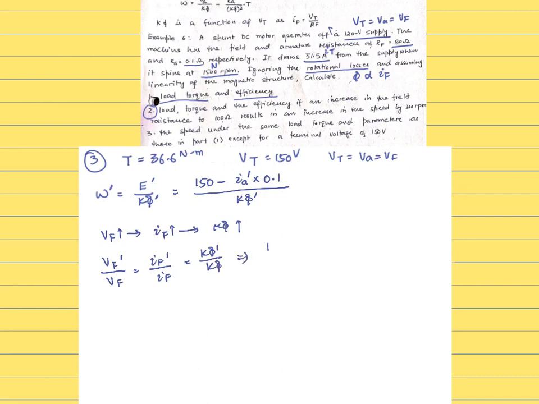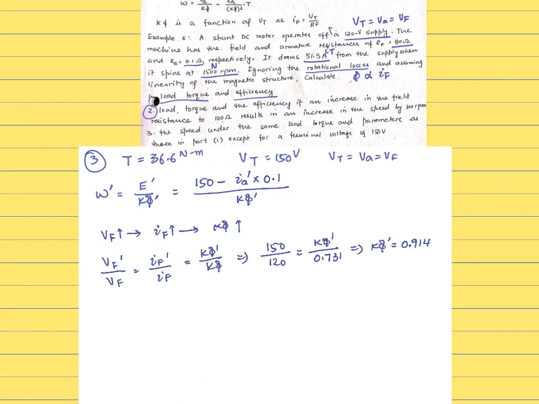VF prime, the new voltage, is 150, the old voltage is 120. IF prime, 150 divided by 80. Right, guys? Or in fact, we don't need the IF in between. We're going to go straight to K phi. So K phi prime divided by the previous value of K phi in the first question, 0.731. So that leads to the calculation of K phi prime. K phi prime in this case is 0.914. Since we have increased the voltage, increased the current, the value is higher now.